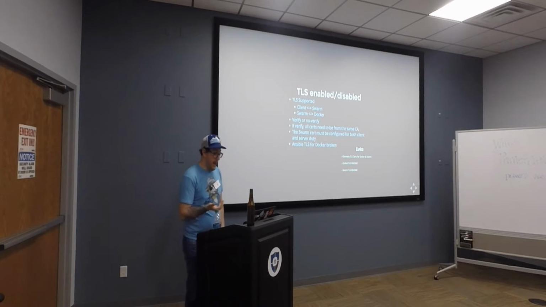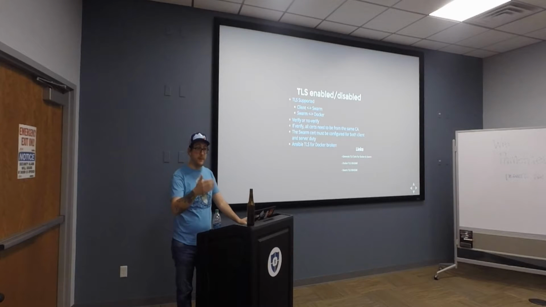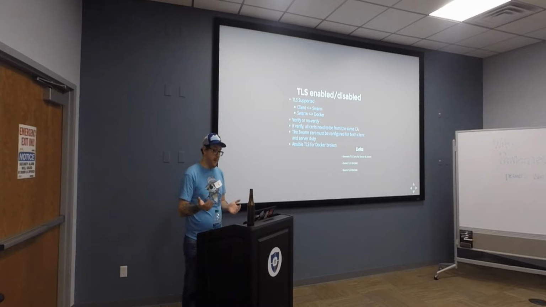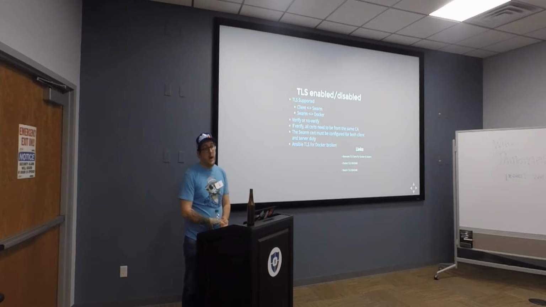TLS enabled and disabled. Have any of you guys set up Docker with TLS? So TLS can be enabled with Docker, and it supports it with Swarm as well. It supports both, and we're going to stay in the Swarm mode here. It supports TLS between the client and Swarm, as well as between Swarm and the Docker host itself, so that it's a full tunnel. The way that this is done is you create a certificate authority, and you ship the certificate authority's certificate and key with your hosts, as well as the certificate it generates from.